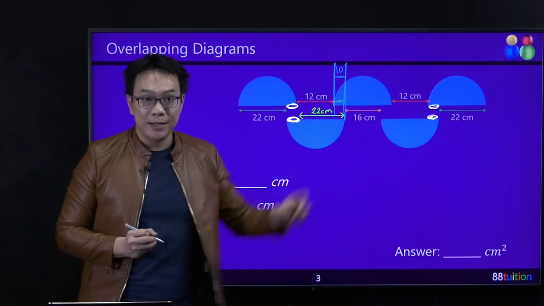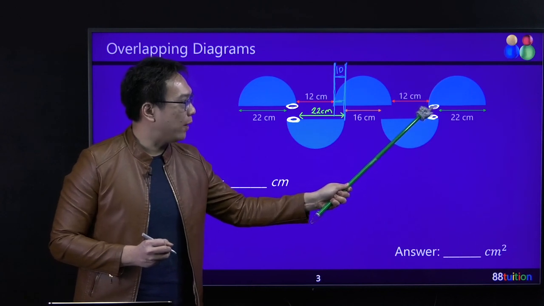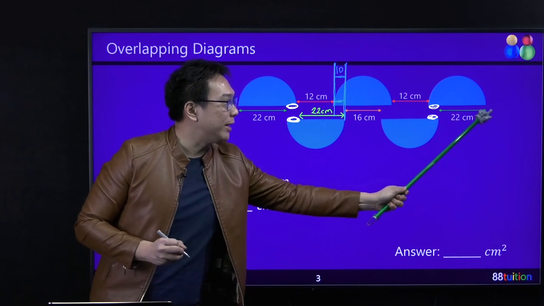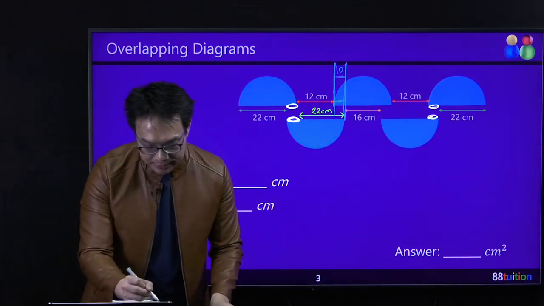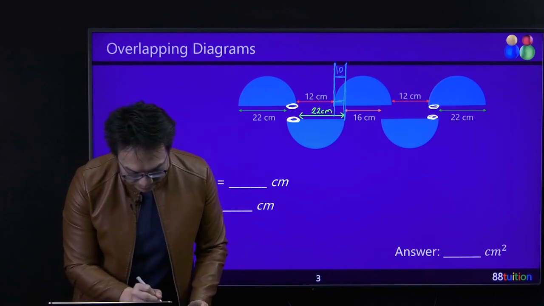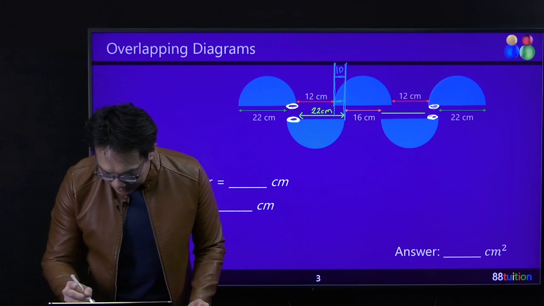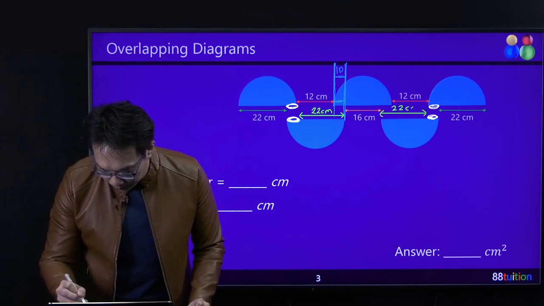Look at the other side. Same thing, the white and the white overlap, right? This and this, white and white is the same. This diameter here is made up of one white and one green. Down here is one white and one green also, because it's identical semicircle, right? So down here must have your green also. That means down here is also 22 cm.